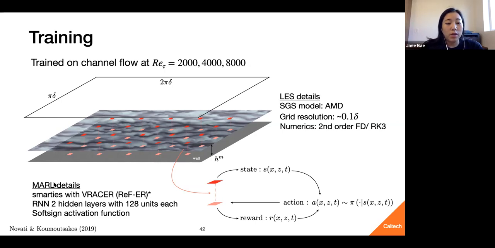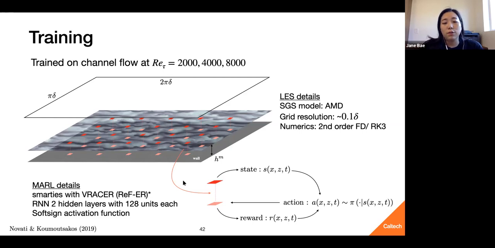For the agents in the reinforcement learning, we're going to use the Smarties library with V-Racer and remember and forget experience replay. Each agent is an RNN with 2 hidden layers with 120 units each, and we've used a softsign activation function. One thing to mention here is that the training process is directly related to a wall model LES grid. So we're running a simulation on a wall model LES grid and learning from it. So the reinforcement learning model is learning from an actual wall model LES grid.